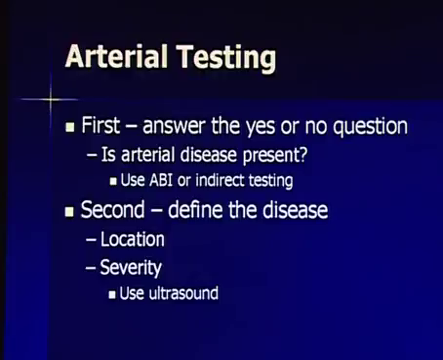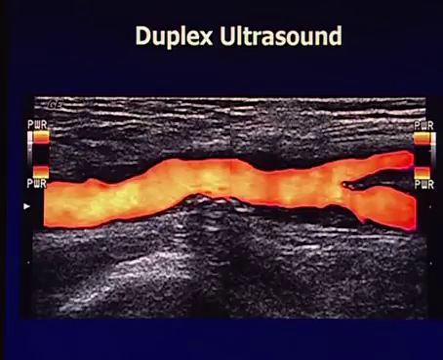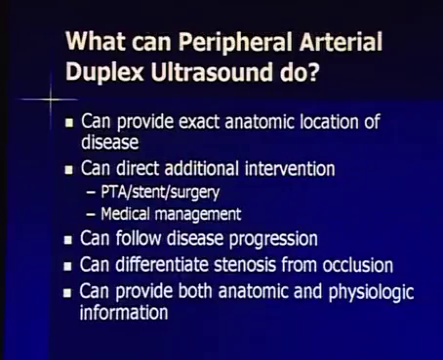Once we find out that we have a patient with arterial disease, then we can go on to more direct imaging involving ultrasound. We can use that ultrasound to define both the severity and the location of the disease. I will talk to you for the next few minutes about imaging in the lower extremity, both in the native arterial vessels as well as arterial bypass grafts.